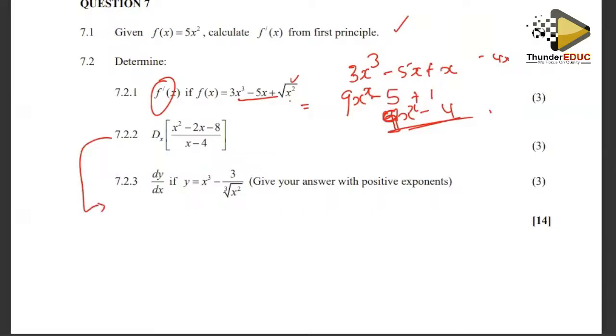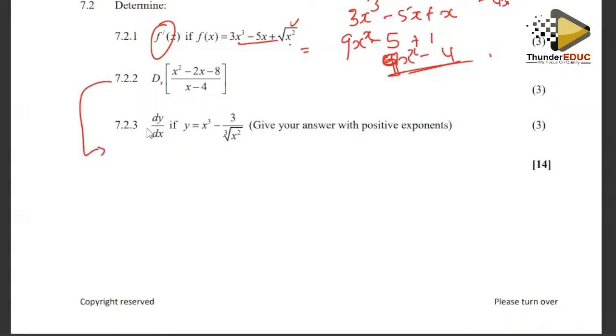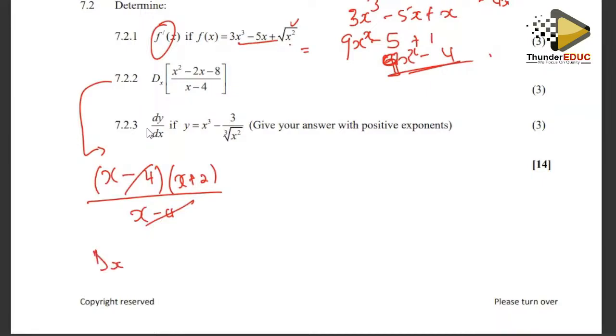All right, 7.2.2. We need to factorize what is on the top and then reduce, meaning that it's going to be x minus 4, x plus 2. You're dividing it by x minus 4. This is going to cancel that. And then they want us to find the dx of x plus 2, meaning that our answer is just a 1. We only derive the x because the constant will end up giving us just a 0.